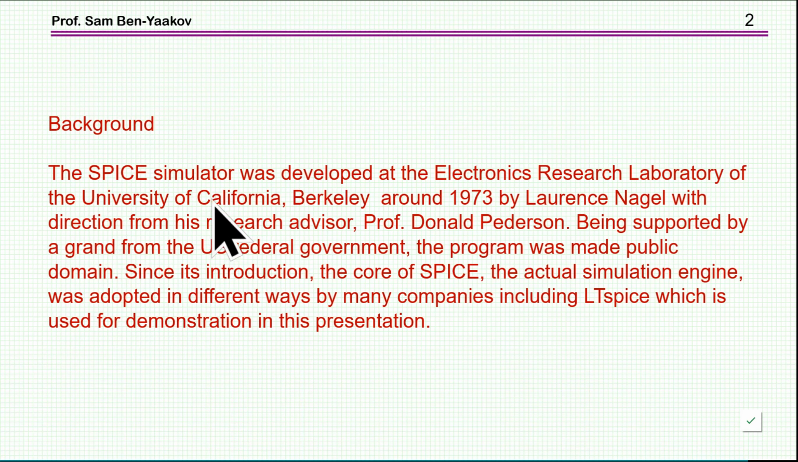The SPICE simulator was developed at the Electronic Research Laboratory of the University of California at Berkeley around 1973 by Lawrence Nagel, with the direction of his advisor, Professor Donald Pederson. Now, since it was supported by a grant from the US federal government, the program was made public domain.